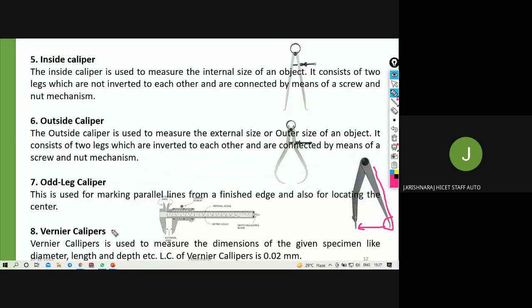The next is a vernier caliper. Of course, you know very well about this. Vernier calipers are used to measure dimensions of specimens, like diameter, length, depth, everything. It will have internal and external jaws for measuring the internal diameter and external diameter, and at the other end, it will have a depth measurement blade also. You can use this for multiple applications. Of course, it has a least count value of 0.02 mm. So the least value which it is capable of measuring in this vernier caliper is 0.02 mm. Keep this in mind: 0.02.